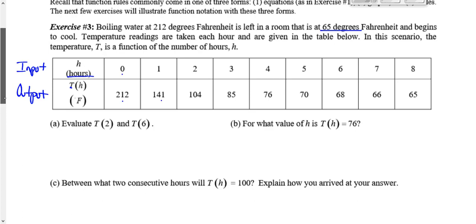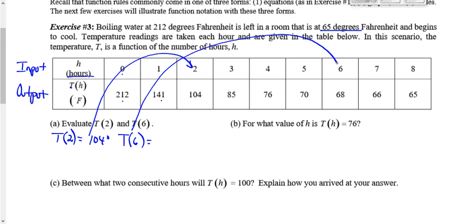So they want us to evaluate T of 2 and T of 6. Well, this is not too hard. T of 2 would be found here, wouldn't it? So that's the input. What's the output? 104 degrees. T of 6. That would be found here, wouldn't it? 68 degrees. Okay? So if you've got a table, you don't have to do any calculations for your input and output.